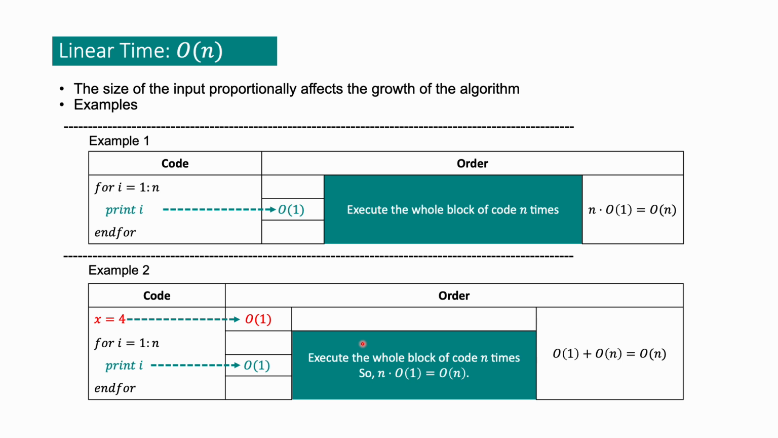So if you notice, if the lines are adjacent to each other, you add them. But if a line is implemented multiple times, then you multiply its complexity by the number of times it is being implemented. So O of 1 is implemented n times, so O of n. But the first line, which is just adjacent to the block of code, is O of 1, and you just add it to O of n. But again, it resulted to O of n.